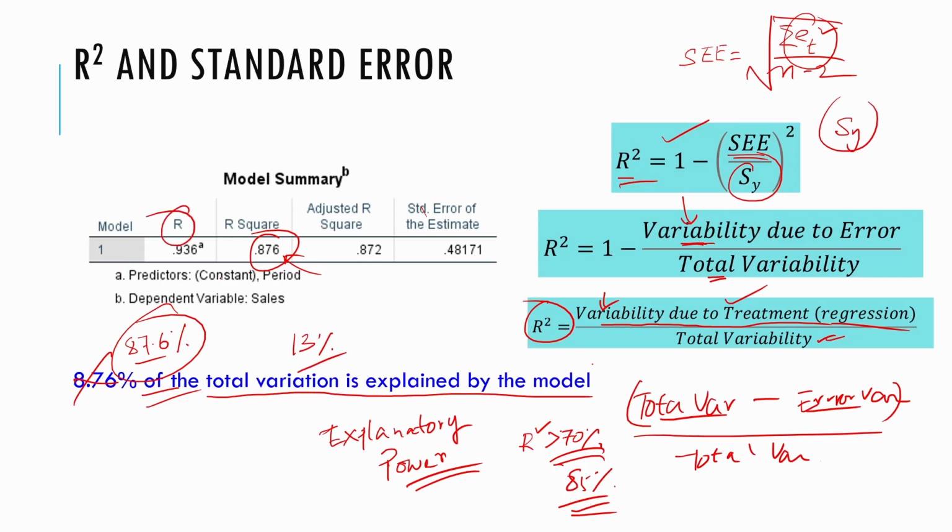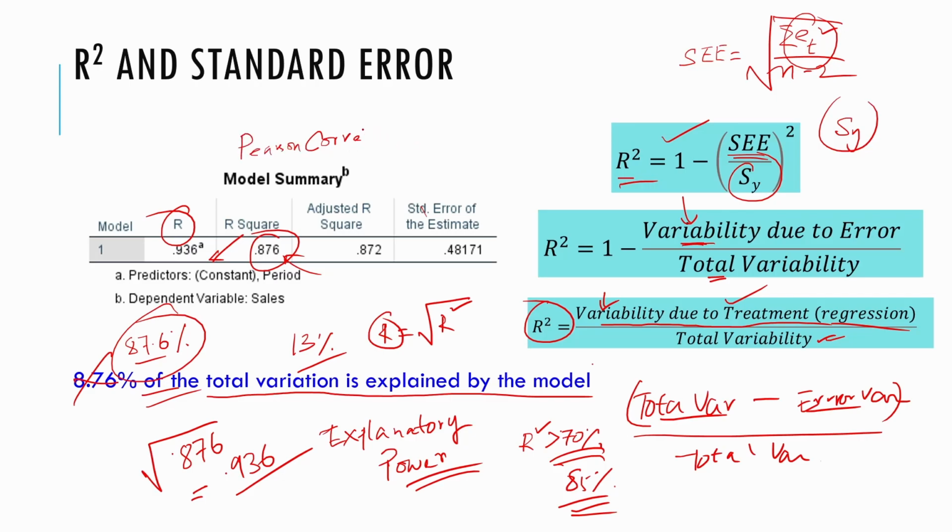And what is this R value? R value is obviously the square root of R square, and if you do that, that means the square root of 0.876, this will give you 0.936 as it is written here. And interestingly, this is your correlation coefficient. So if you calculate the correlation coefficient, which one? This is the Pearson correlation coefficient, which is your R value, that is 0.936 here.